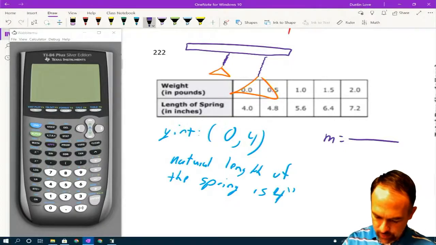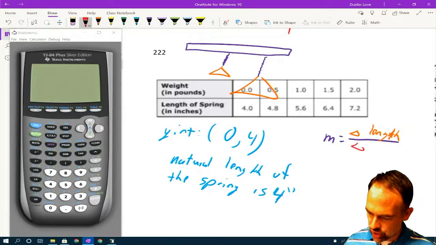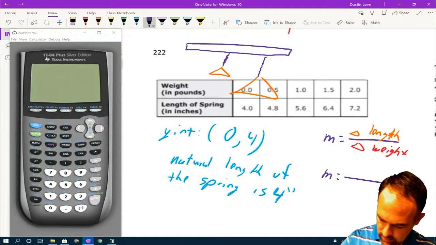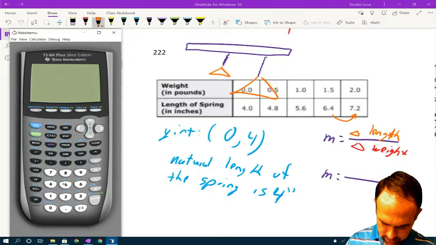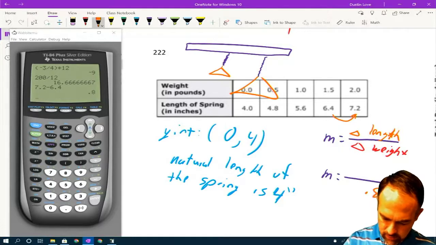Okay, so the slope is going to be the change in the length divided by the change in the weight. All right, let's see what we can come up with here. I already drew all over that, so I'm going to do it over here on the side. Change in length from 6.4 to 7.2. Let's see, I can do that with subtraction. 7.2 minus 6.4 is 0.8 inches.